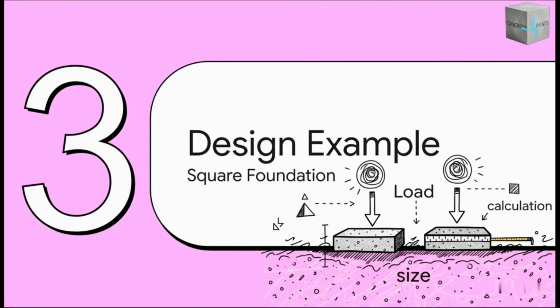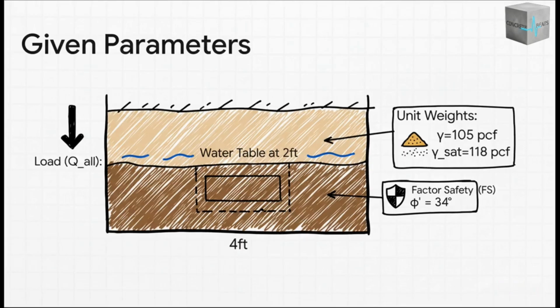Let's get our hands dirty with a practical design problem and see how this all works in the real world. Our mission is to figure out just how big a square foundation needs to be to support a specific load. So here's our setup. We have a 150,000-pound load, and we need a factor of safety of 3. The soil is a sand, so its cohesion is 0, but it has a good friction angle of 34 degrees.